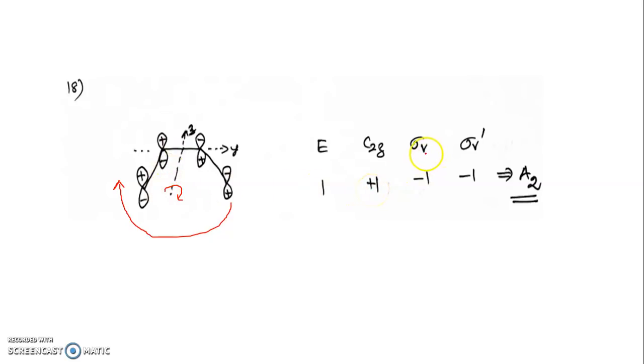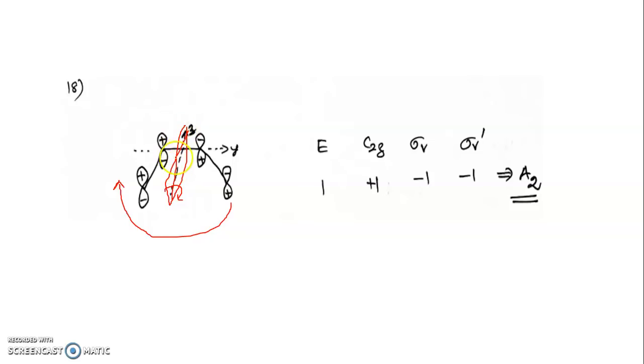Then sigma v. Suppose I take sigma v as the plane passing through the middle of all the 4 orbitals. If it passes through the middle of the 4 orbitals and you do reflection, the upper lobe will go down and the lower one will come up, so the sign will change, therefore -1. Then the third plane, place a mirror plane here.